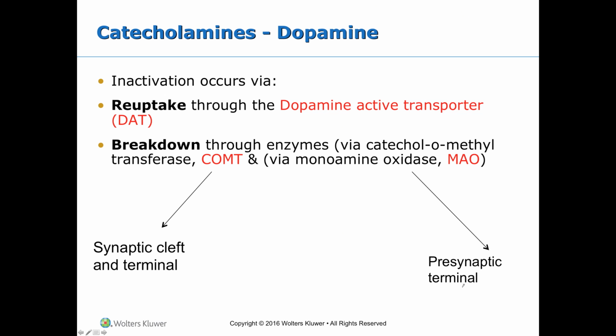Inactivation of dopamine occurs through 2 different methods, through reuptake, through the dopamine active transporter known as DAT, D-A-T, or it can be broken down through enzymes. Now, dopamine can be broken down in 2 separate places. It can be broken down via catechol-O-methyltransferase that will occur in the synaptic cleft and the terminal itself. So in the terminal, referring to dopamine being brought back up into the terminal to then be destroyed. Or it can be destroyed by monoamine oxidase, specifically in the presynaptic terminal.